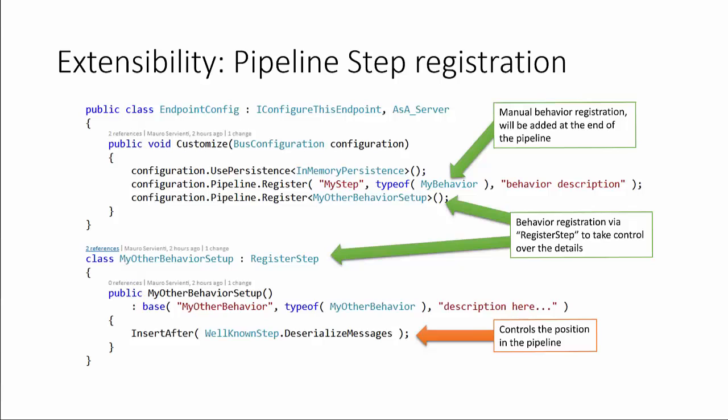The type of the behavior will be registered in the dependency inversion of control container, so we can rely on dependency injection on the behavior itself, and an optional behavior description. So we can add something that is human readable in order to understand what the behavior does. In that case, the behavior will be added at the end of the pipeline.